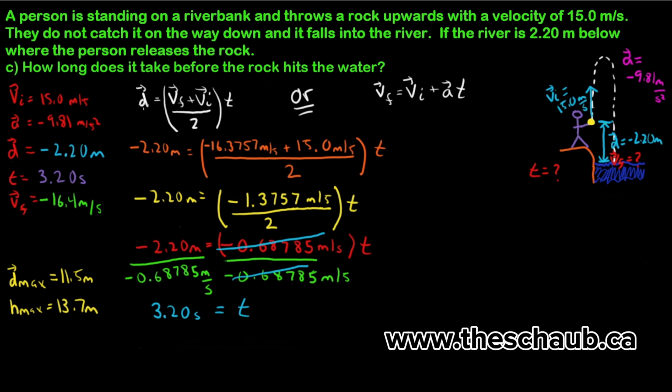So here I just put in my values for my d, negative 2.20 meters. I put in my value for my VF, and I use the unrounded value just to make sure we didn't create any rounding errors. I added the two numbers, and I got negative 1.3757. I divided this by 2, and I got negative 0.68785. To get the t all alone, I divided both sides by this negative 0.68785, and this gave me a t of 3.20 seconds, confirming what we got using the quadratic equation.